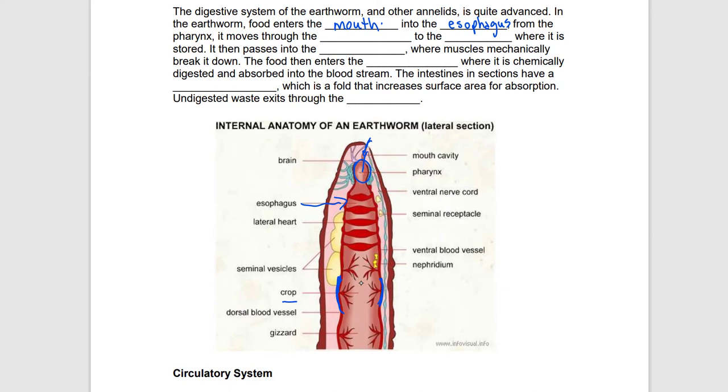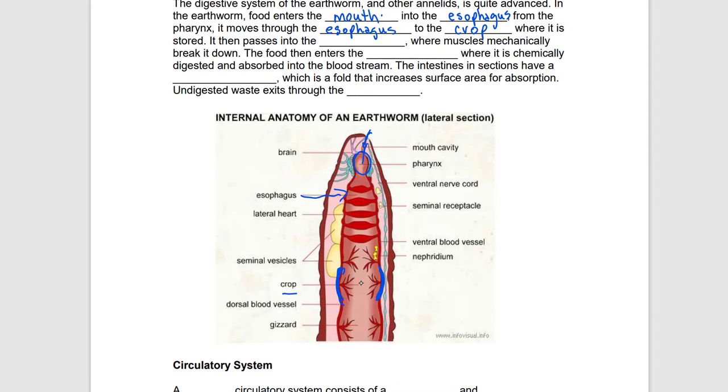So from the pharynx, it moves through the esophagus to the crop, where it is stored. So this first section is just storing food, right?